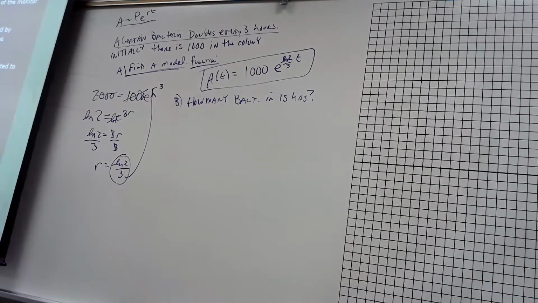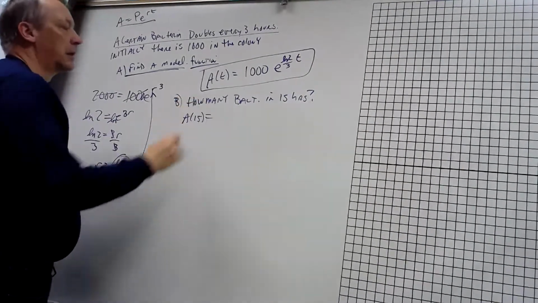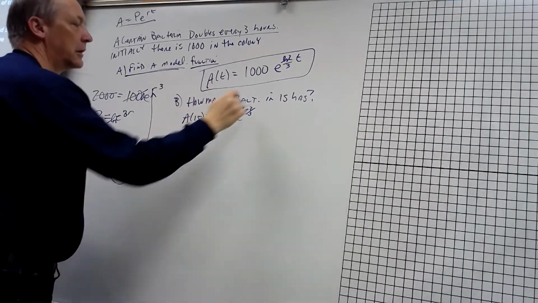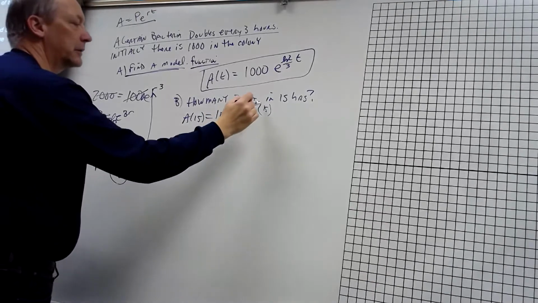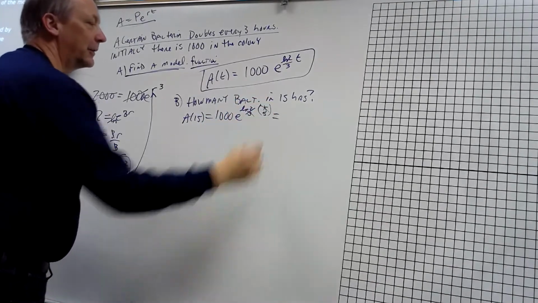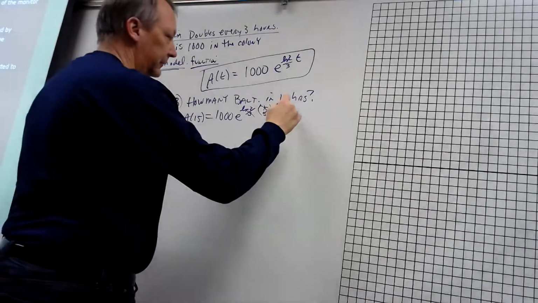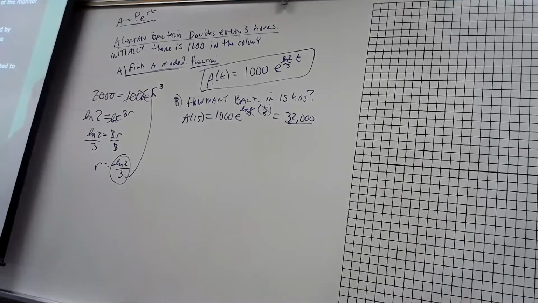So, Caleb, it must be your turn. So it'll be A of 15 equals 1,000 e to the ln of 2 over 3 times 15. Okay, and that 3 will cancel, and that becomes just a 5. Either way, you can just plug it in your calculator, and you should get, if you do this right, 32,000, roughly. Okay? That's a lot.